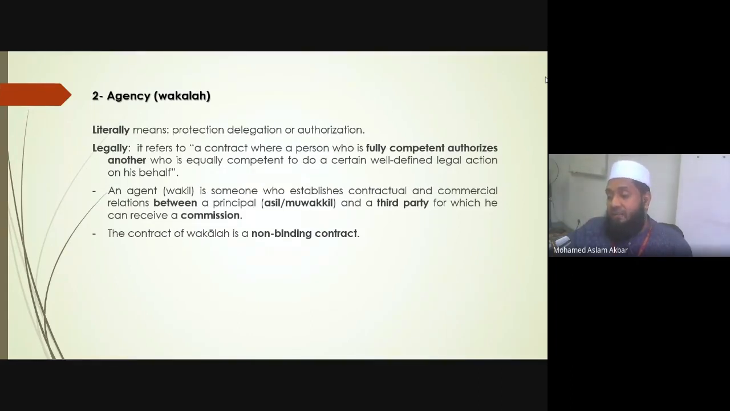We call him asil, the one who gives. And then we have muwakkil, right? The muwakkil is the person who is actually giving it to somebody. If you are making somebody a wakil, then you become the muwakkil. This contract of wakala is a non-binding contract, because anytime you can cancel it. For example, you are about to sell and he was about to finish the conclusion, and suddenly you say, I'm not happy with it, I can just cancel it.